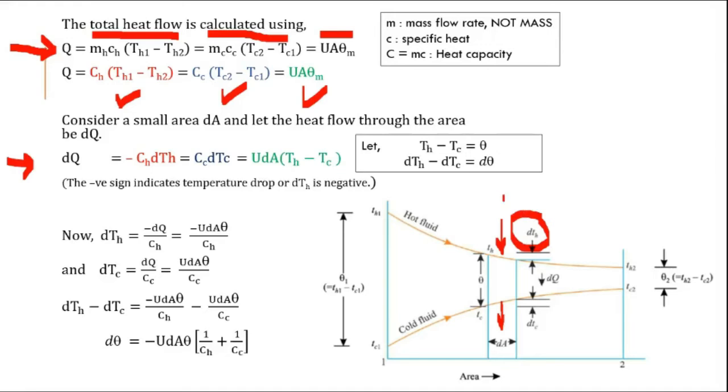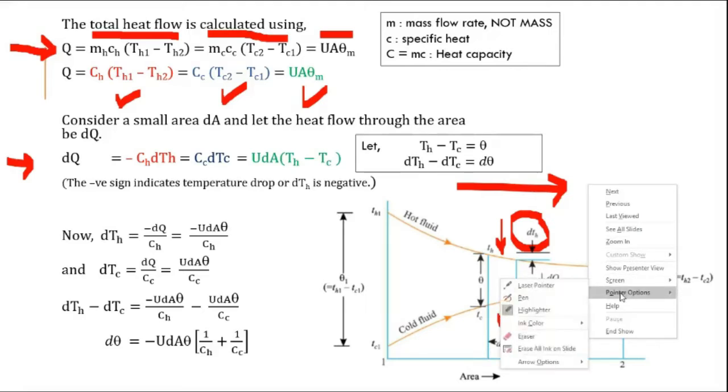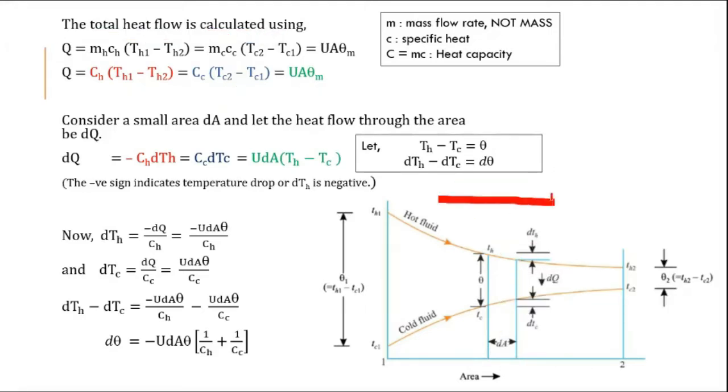Now if we see the hot fluid, in the positive direction of analysis, is the temperature for the hot fluid increasing or decreasing? In the positive direction of analysis, is the temperature for the hot fluid rising up or going down? Going down. If it is going down, we know that dT_h will be negative because the temperature is decreasing. To make the term positive, we have introduced one negative sign. So dQ is equal to minus C_h dT_h.